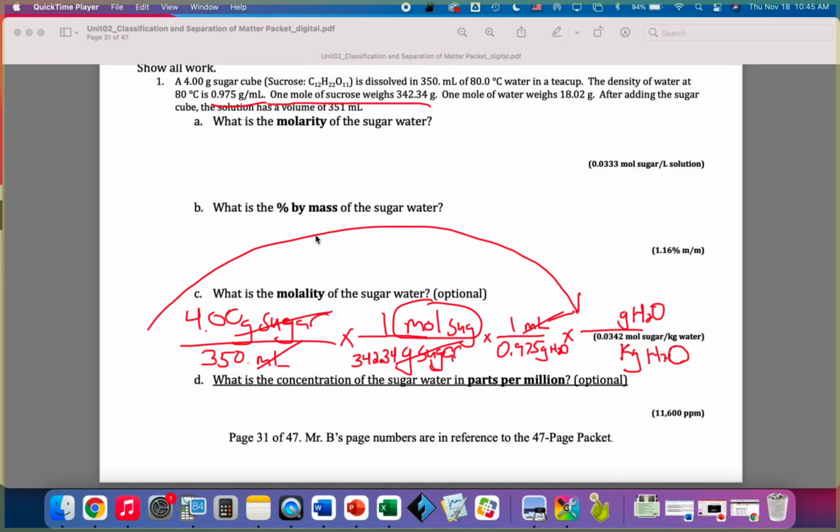So on the back of the periodic table, it tells you that a kilogram is 10 to the third grams. It's a lot bigger than a gram. Cancel that out, cancel that out. So now we are pretty much ready to solve this problem.